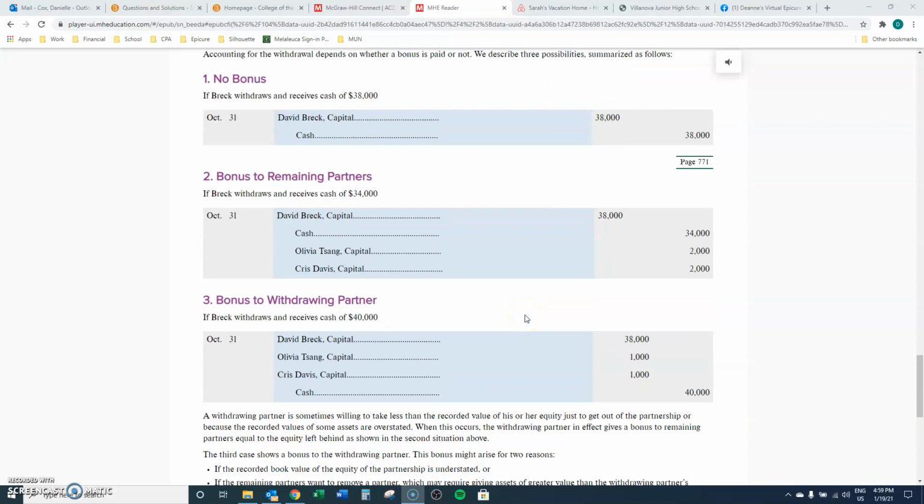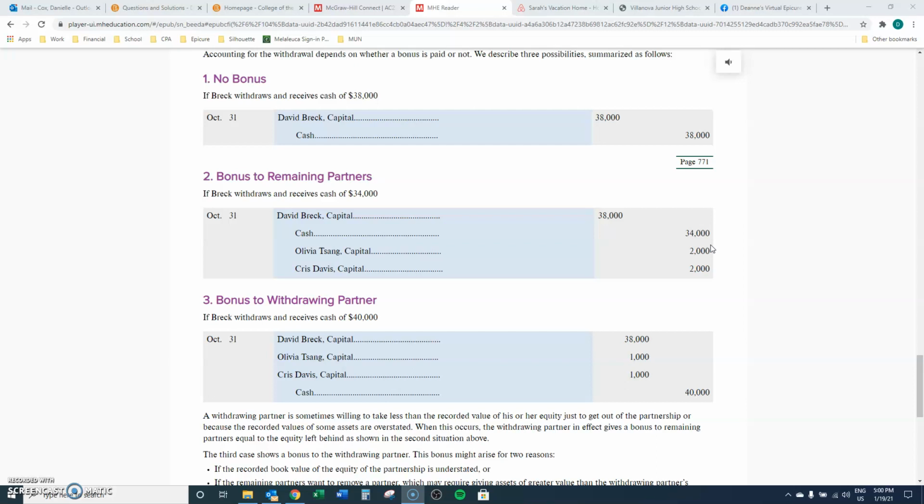Bonus to remaining partners. Here he's going to receive $34,000, so we zero out his capital account. We debit $38,000, but he's only receiving $34,000. Because he's receiving $4,000 less, the remaining $4,000 gets split between the other two partners, according to the percentage already agreed upon. The other partners share in this, and they increase their capital accounts by this amount. So that's a bonus to them.